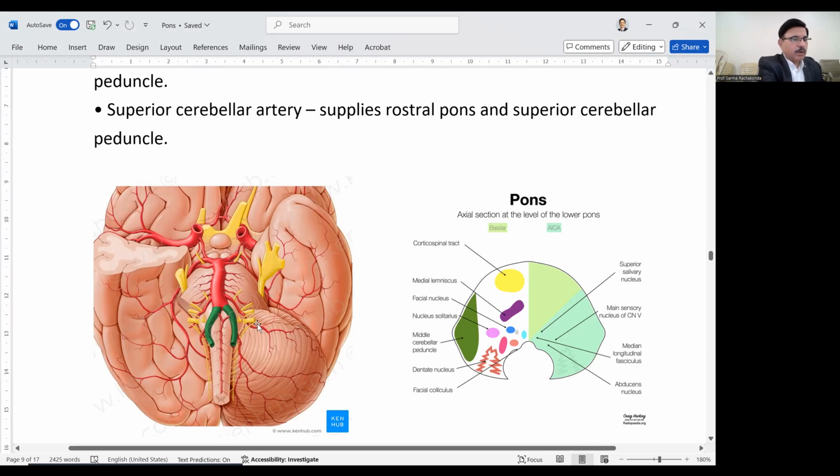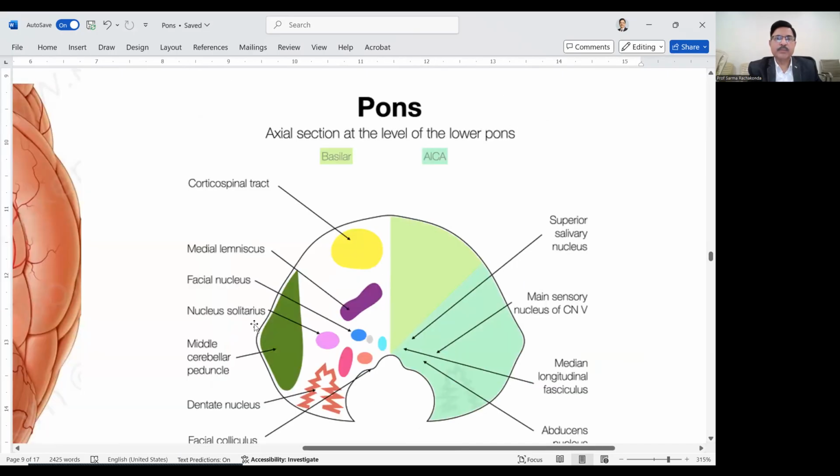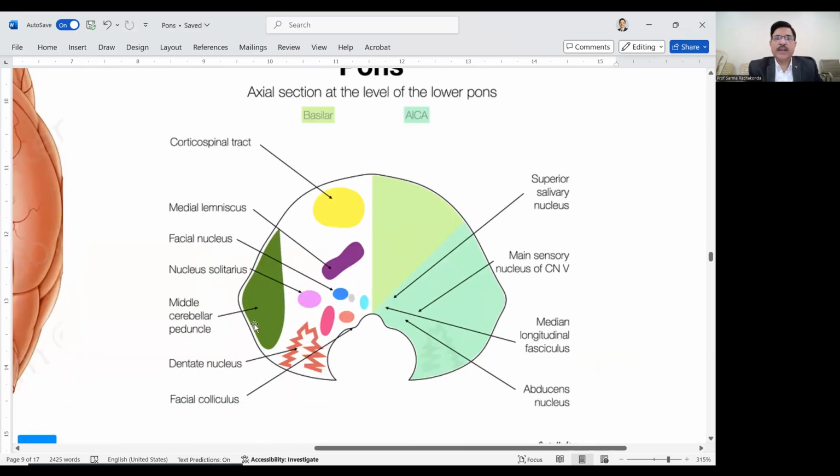Let us look at the pons. As per the blood supply, let us look at which part is supplied by which artery. You can see the light green color is the basilar artery. AICA is the relatively darker bluish green color. So that is the AICA. So mainly two arteries are supplying, the basilar artery and the anterior inferior cerebellar artery.